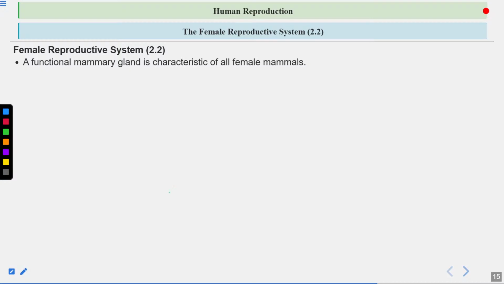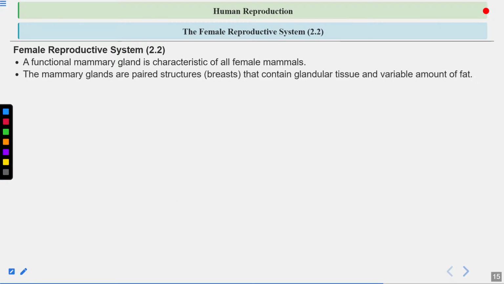Now let's talk about the mammary gland. A functional mammary gland is characteristic of all the female mammals. So where are mammary glands present? Mammary glands are present in all the female mammals. A pair of mammary glands is present, known as the breast. The mammary glands are paired structures known as breast that contain glandular tissue and a variable amount of fat.